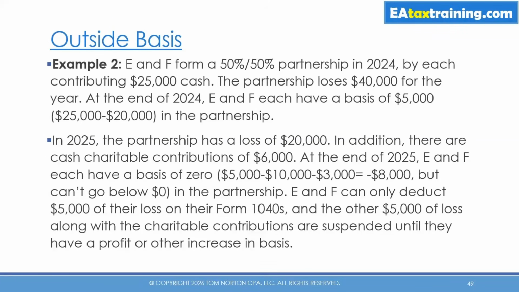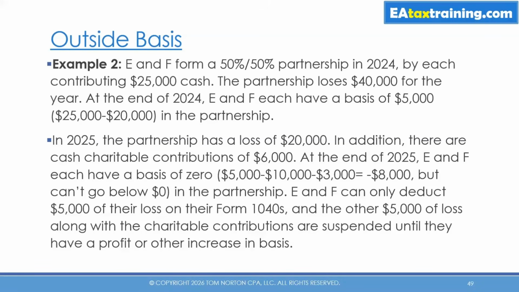So their basis is now 0, and they can only deduct $5,000 of their loss on their individual 1040s. The other $5,000 of the loss that each of them has and the charitable contributions are suspended until they have a profit or otherwise increase their basis in the partnership.